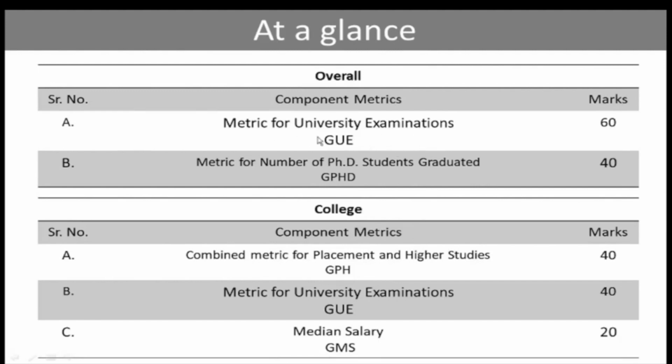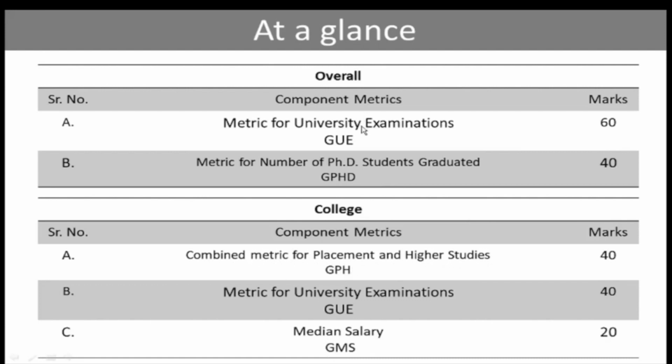One of the metrics, that is the metric for university examinations, is common in both the cases. However, the other metrics are different. Say for example, the second metric in case of overall component is the metric for number of PhD students graduated. However, the two metrics for the colleges are the combined metric for placement and higher studies, and median salary.